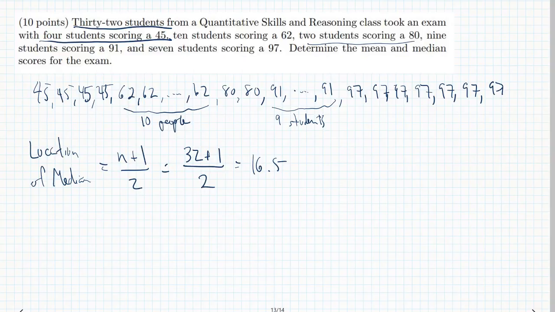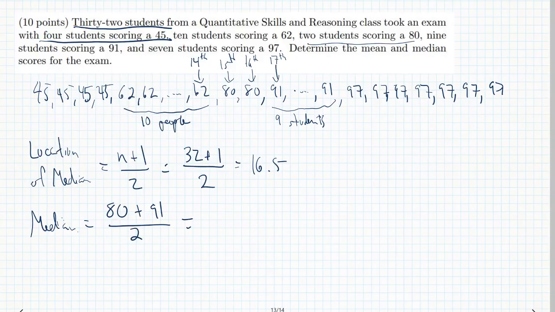All right. So notice the 62 is in the, if you add 10 and 4, that makes the 14th position. That means this is the 15th. This is the 16th. And 91 is the 17th. So our median is equal to 80 plus 91 divided by 2, because we just averaged those two in the 16th and 17th position. So that would be 85.5 after you add that up. And that's our score that we were looking for.